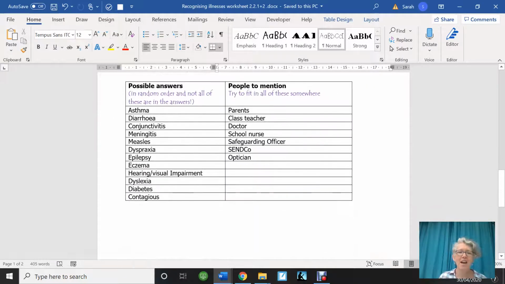Here are some of the answers. Not all of these, though, are in the answers, so be careful. Some of them are not mentioned there. Most of these are the answers. And also, I'd like you to try and mention the parents, the class teacher, doctor, school nurse, safeguarding officer, if you think that's relevant, SENCO and optician. Try to fit all of these in somewhere.